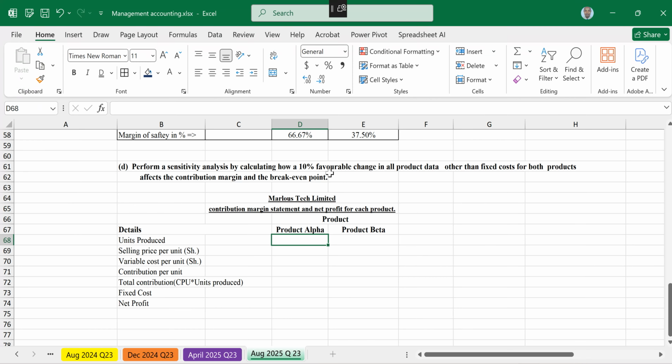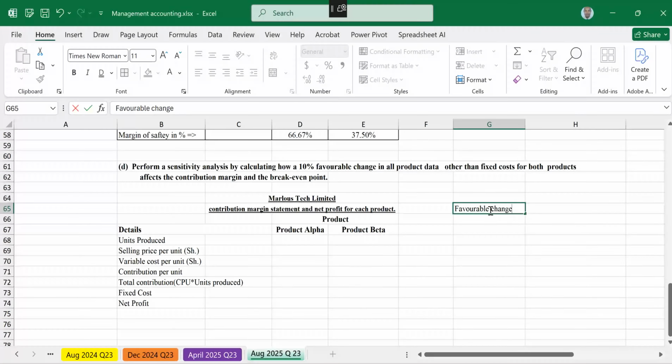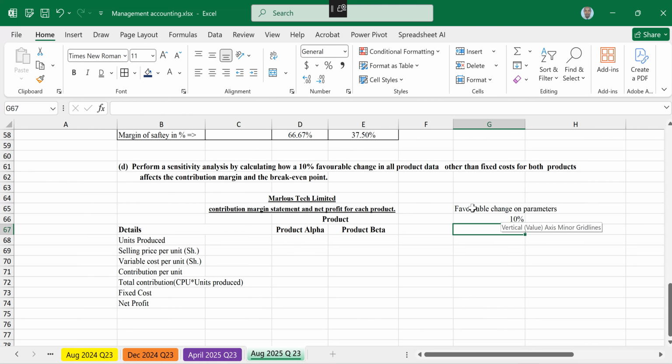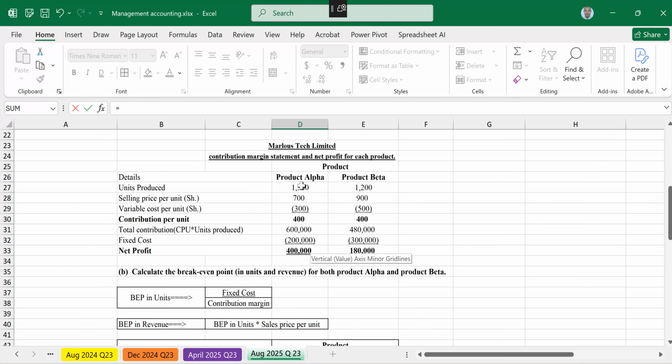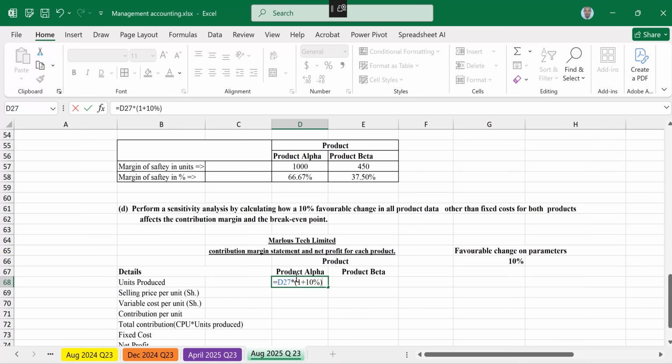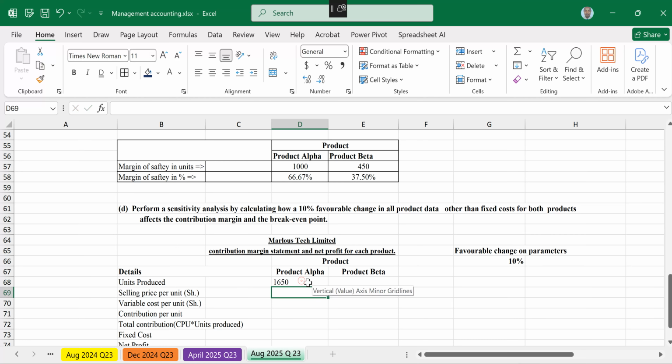Variability is 10% change, 10% favorable change on all parameters, except fixed cost. Now, if units produced are favorable, it means they are increasing. So that will be equal sign, then move up. Click on the units of 1500 at the top, times open bracket, 1 plus 10%. That gives me 1650. Drag that across.